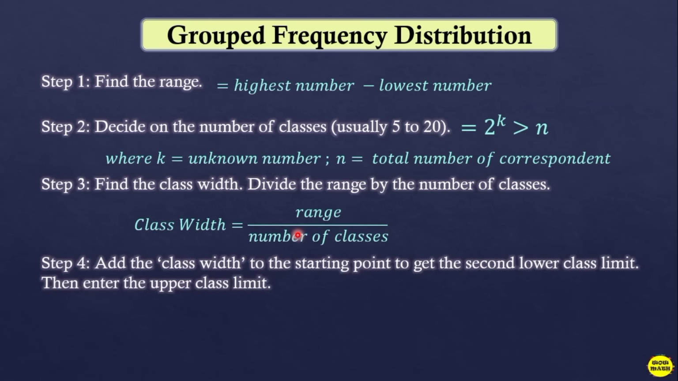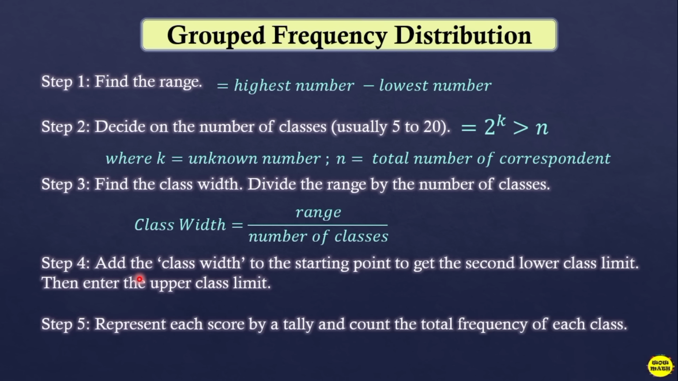And then step 4, pag nakuha na po natin itong tatlo, we can now construct our frequency distribution. Add the class width to the starting point to get the second lower limit, then enter the upper class limit. So, yung step 4 at 5 natin, ito yung kapag meron na tayong table. And step 5, represent each score by a tally and count the total frequency of each class.